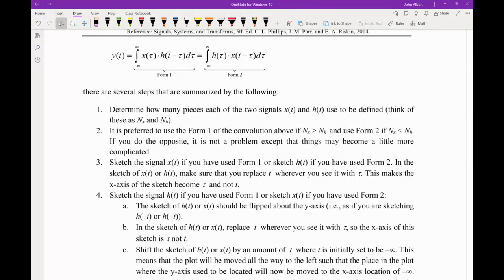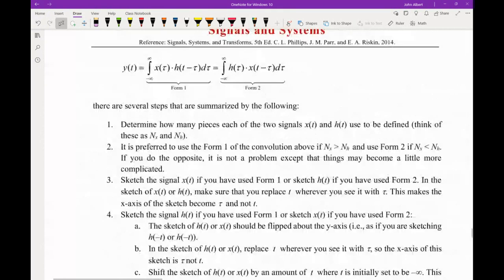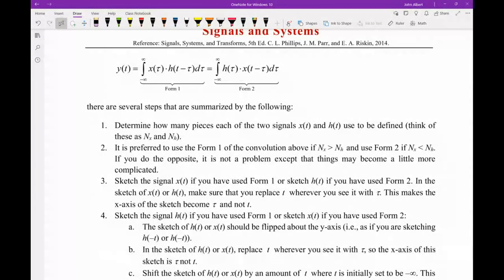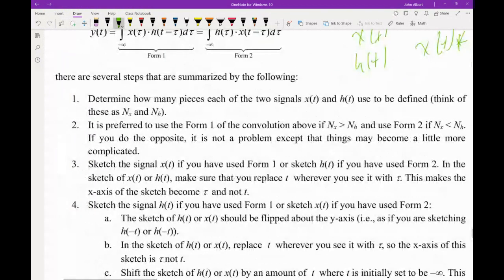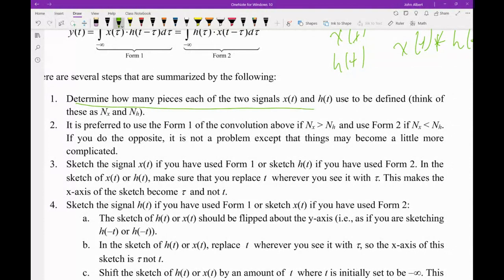Okay? Right. Okay, step number 1. Whenever I give you any example, let's say I'll give you some x of t, and I'll give you some h of t, and ask you to find x of t convolved with h of t. Typically this will be the problem that I'll give you. Okay, you need to do the following steps. At the beginning, determine how many pieces each of those signals has, and how many pieces are used to define each one of those signals. Let me explain this step this way.